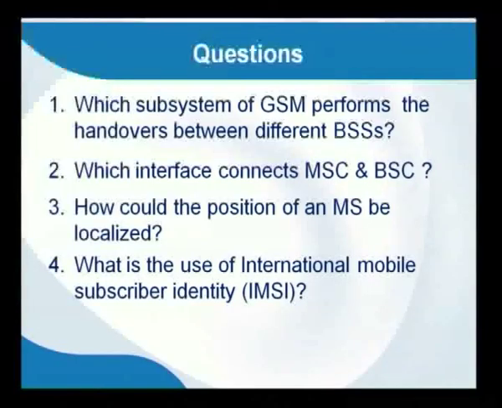Let us pose some questions for our understanding of what we have seen in the lecture. Which subsystem of GSM performs the handovers between the different BSS? Which interface connects MSC and BSC? How could the position of an MS be localized? What is the use of the International Mobile Subscriber Identity, that is IMSI?